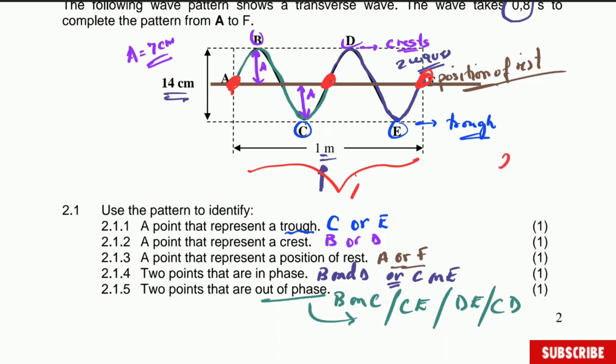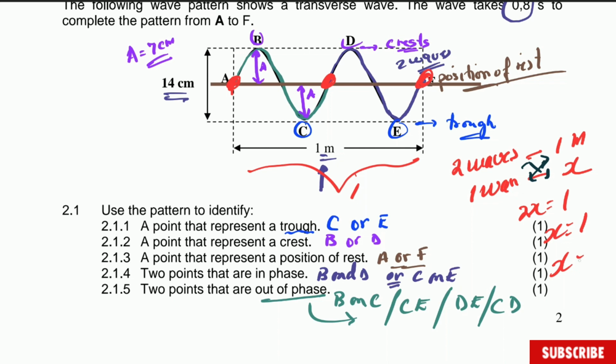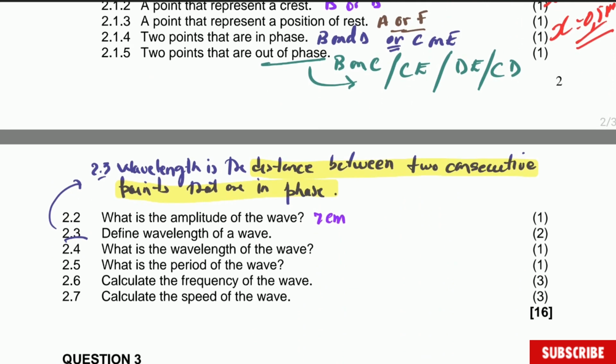So if two waves, let's do it on this side here, 2 waves have a distance of 1 meter. 1 wave, which is equivalent to the wavelength, will have how much? So you're going to have a cross product here. Then 2x is equal to 1, x is equal to 0.5 meters. That is the wavelength. It's quite simple. So what is the wavelength of the wave? 0.5 meters. That is the answer.